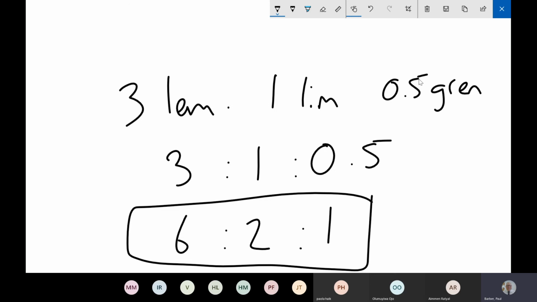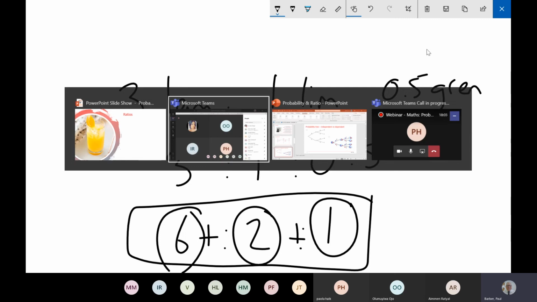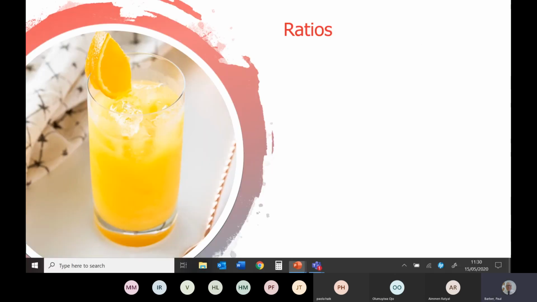So if I've got 60 millilitres of lemonade, I know I'm going to have 20 millilitres of lime and 10 millilitres of grenadine. If I've got 2 litres in total, I know I've got 6 add 2 add 1 is 9 parts. So I'll have to divide my total by 9 and then split it up equally amongst the amounts. So again, hopefully as you're looking at that it makes sense, but it'll make more sense when you get to do the practice questions. Just go back to the slide.